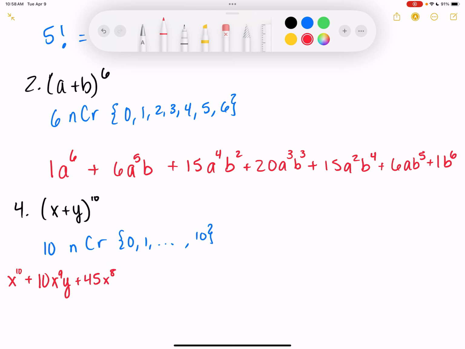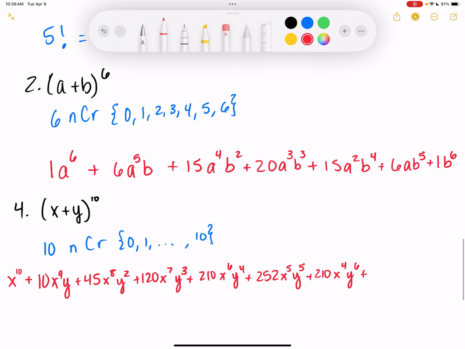plus 45, X to the 8th, Y squared, plus 120, X to the 7, Y cubed, plus 210, X to the 6, Y to the 4th, plus 252, X to the 5th, Y to the 5th, plus 210, X to the 4th, Y to the 6th, plus 120, X cubed, Y to the 7, plus 45, X squared, Y to the 8th, plus 10, X, Y to the 9th, plus Y to the 10th.